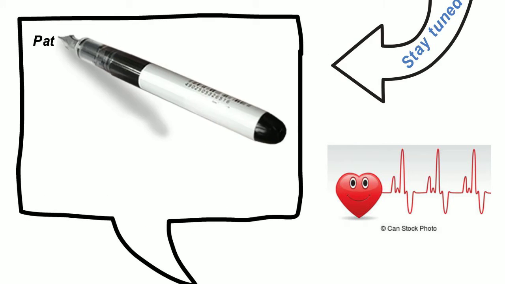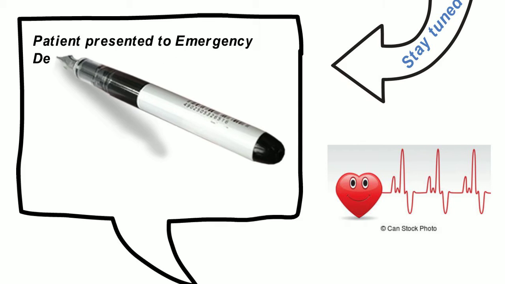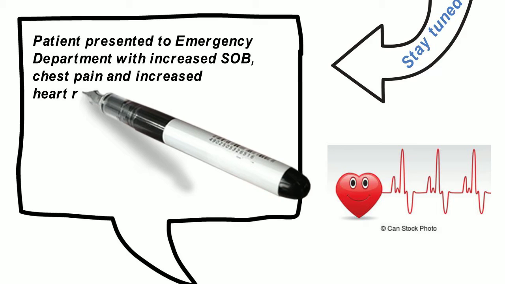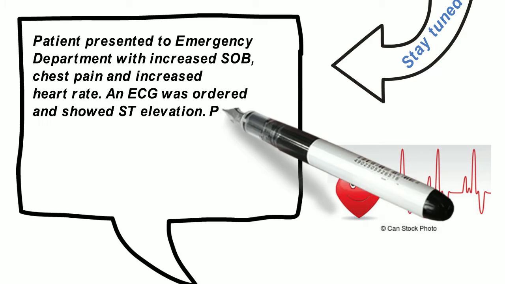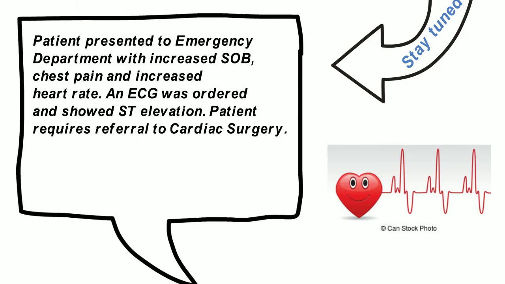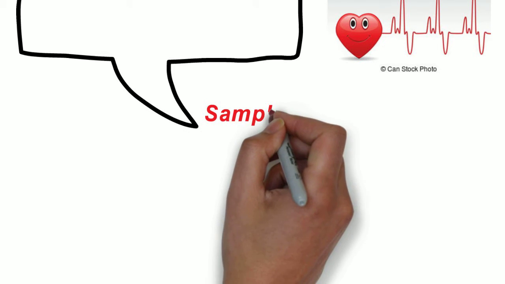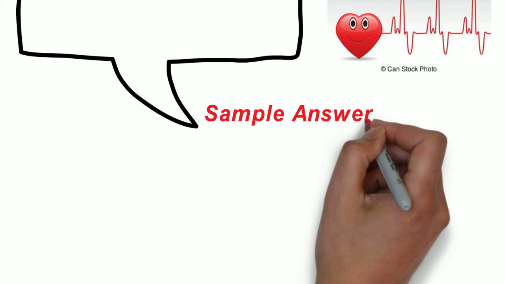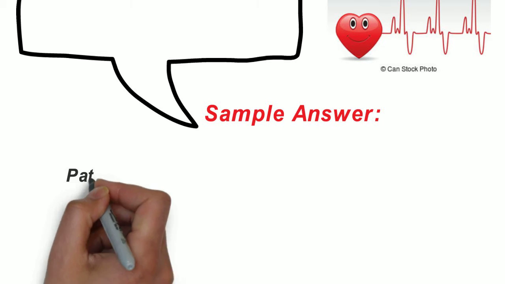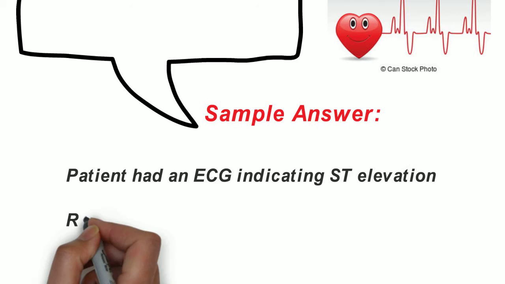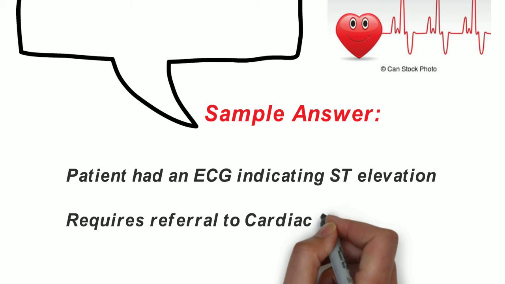For example, we could have a case where a patient presents to the emergency department with increased shortness of breath, ST elevation, and requires referral to cardiac surgery. Now, the correct paraphrasing in this case would be that the patient had an ECG indicating ST elevation and requires referral to cardiac surgery.